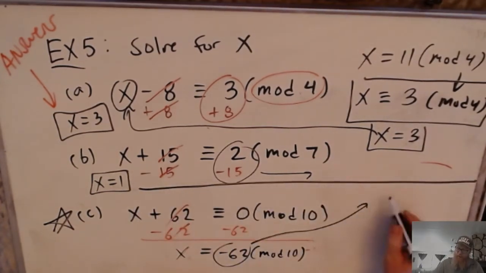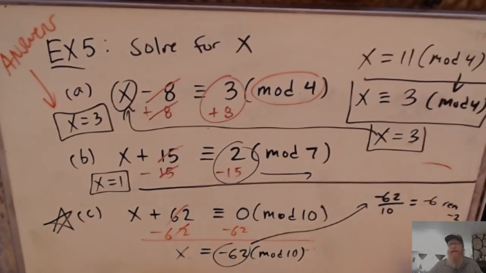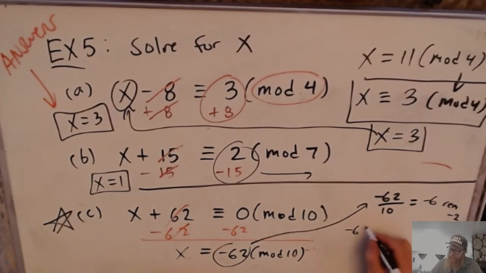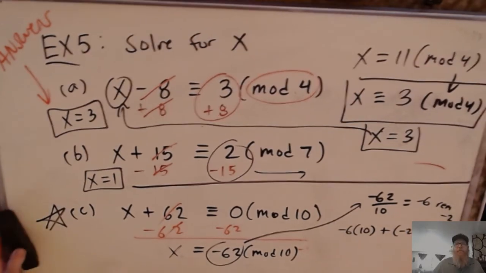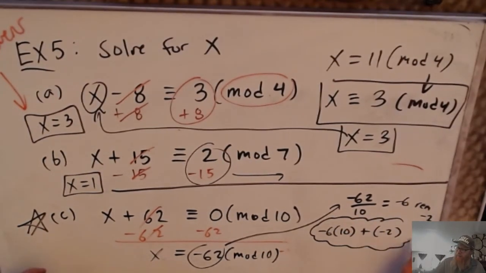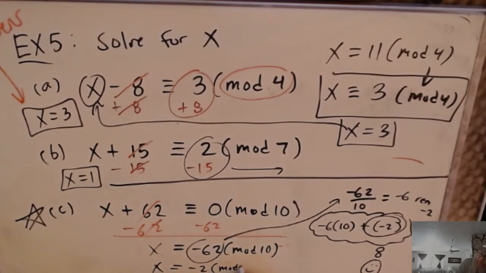Negative 62 mod 10. So we've got negative 62 divided by 10. That's going to be negative 6, remainder negative 2. In other words, it's negative 6 times 10 plus negative 2. This is another way of thinking about what negative 62 actually means. It means negative 6 times 10, because that's the modulus, plus negative 2. So x is really just equal to negative 2 mod 10.